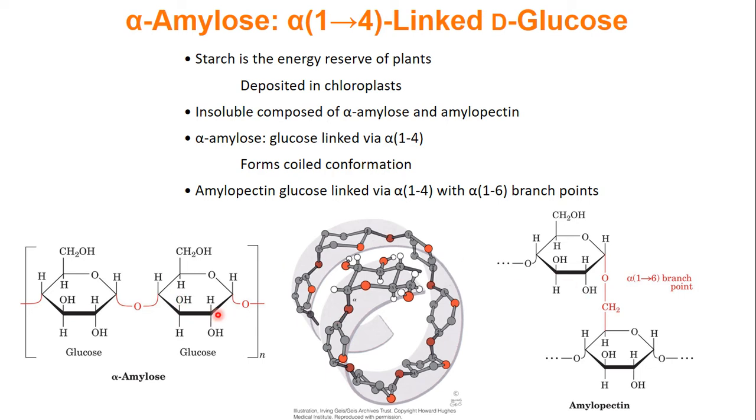So we said alpha amylose is alpha 1,4. Amylopectin is alpha 1,6. So what happens is that you have this amylose, which is alpha 1,4, and every once in a while you will have amylopectin as well, which has these branch points. So really, the big difference is that if it branches, it's amylopectin. If it doesn't branch, it's amylose.